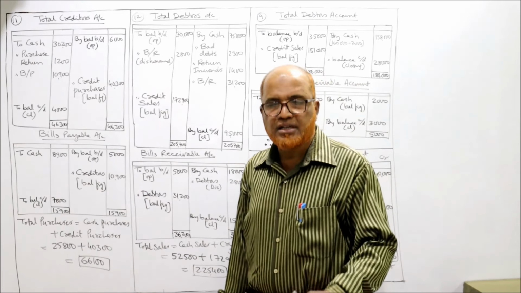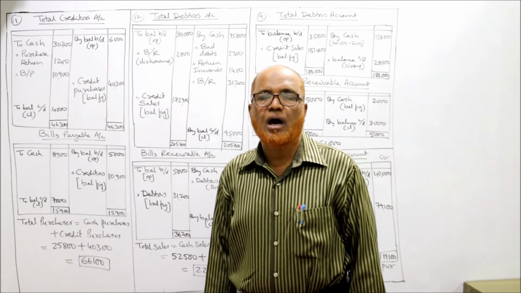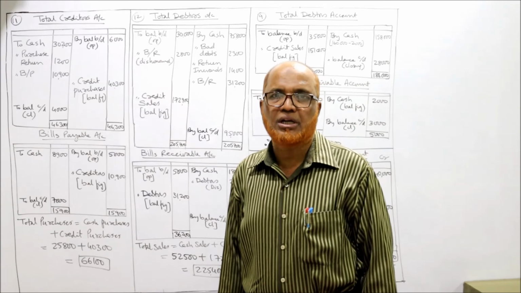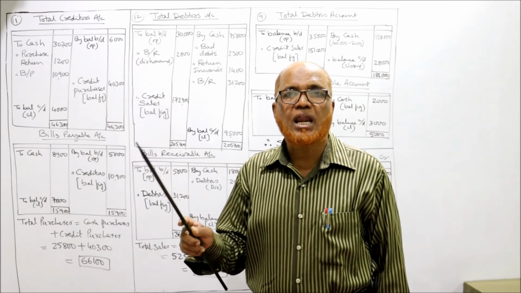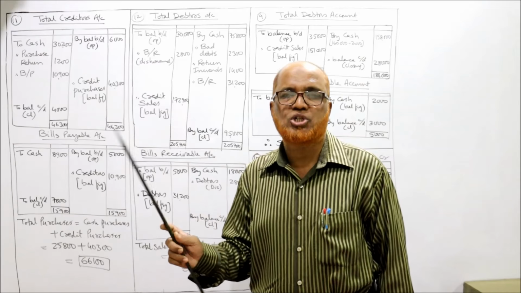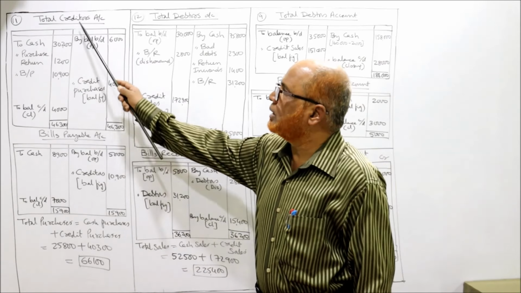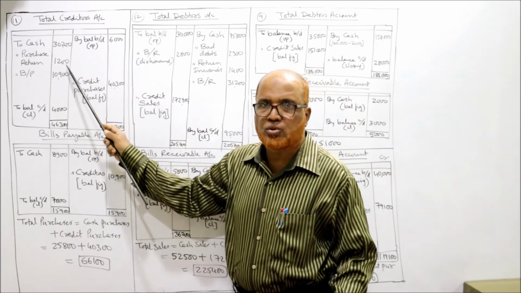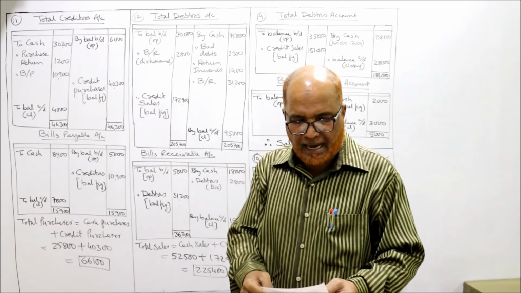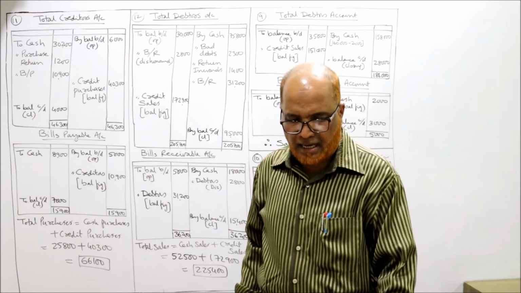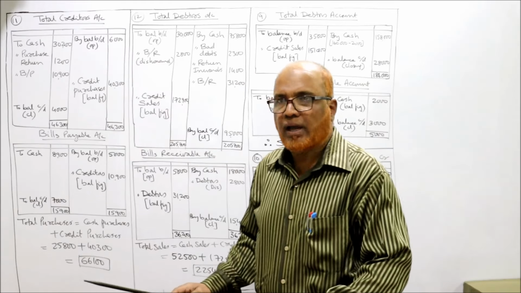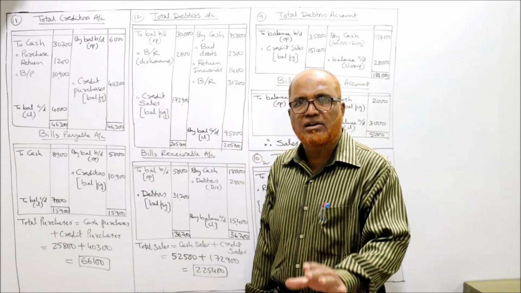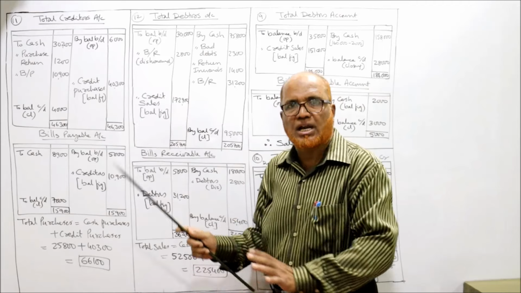Next one is return outward. Return outward means purchase return. Entry will be creditors account debtor to purchase return. तो creditors को debit करेंगे to purchase return 1,200. Next is cash purchases. The cash purchase we will take lastly. हो गया. We have taken all the items. Whatever is given in the problem, we have posted in the ledger accounts.